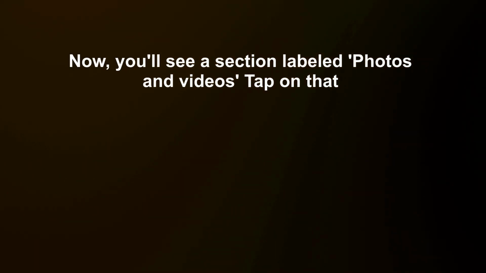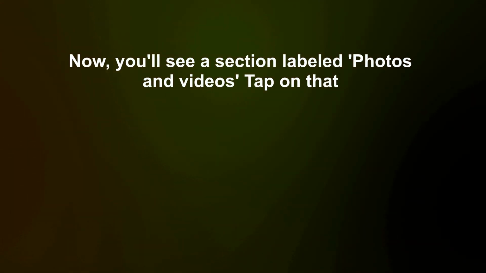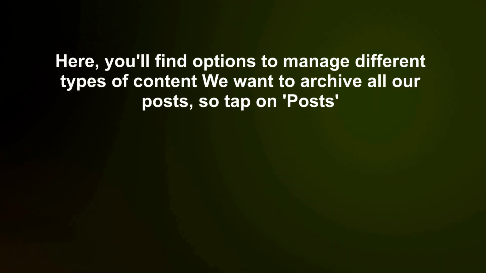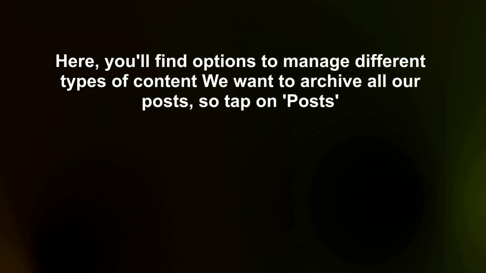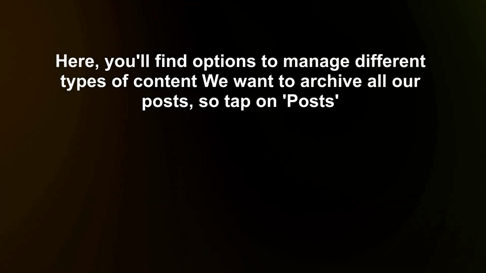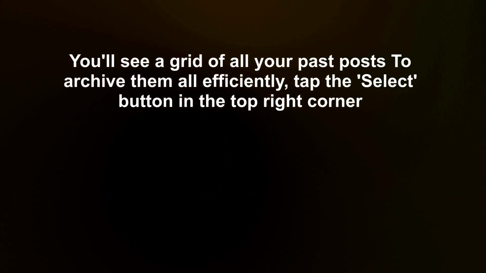Now, you'll see a section labeled Photos and Videos. Tap on that. Here, you'll find options to manage different types of content. We want to archive all our posts, so tap on Posts. You'll see a grid of all your past posts.